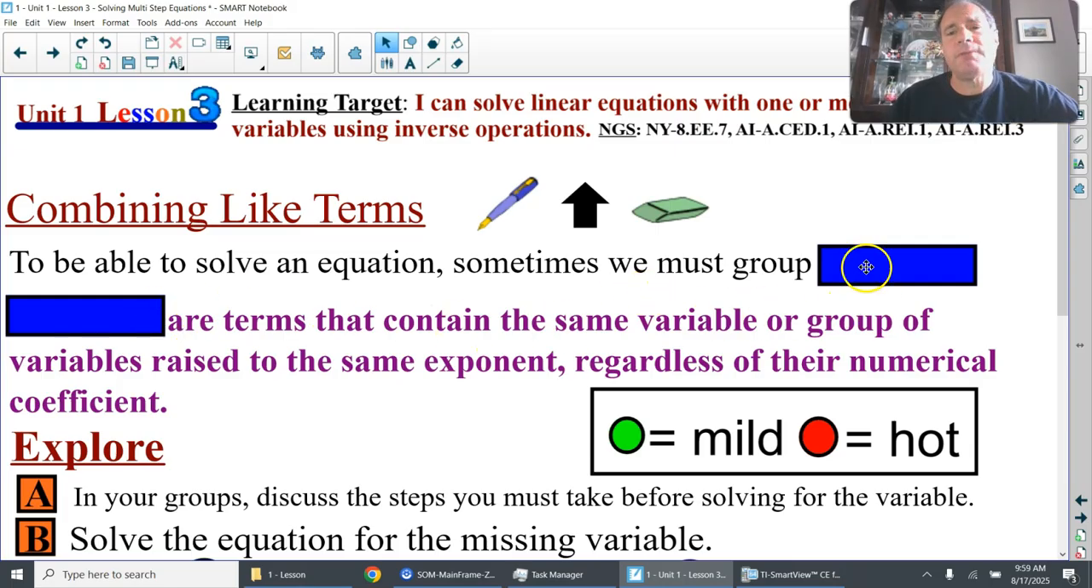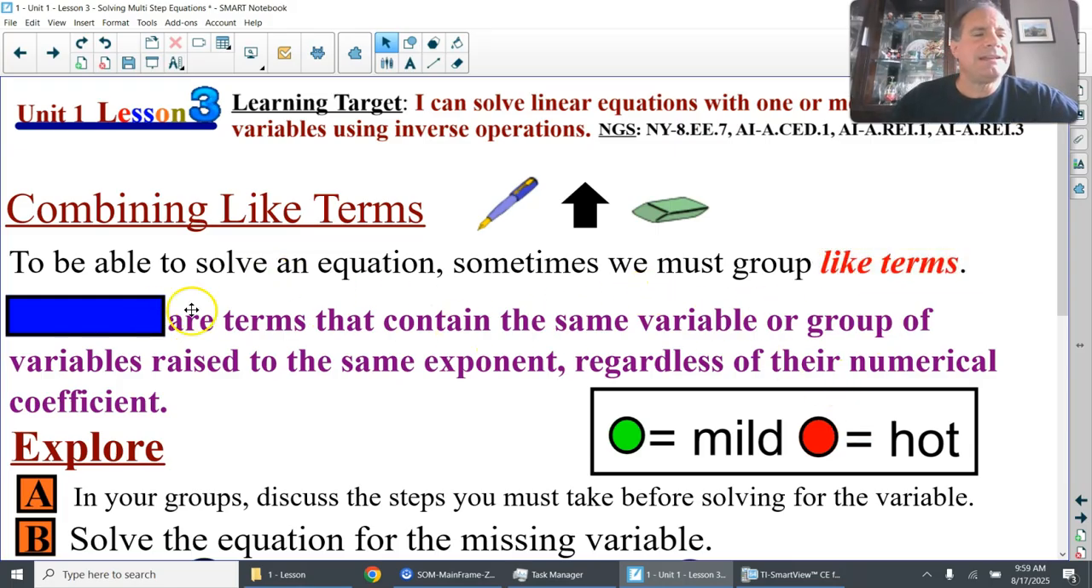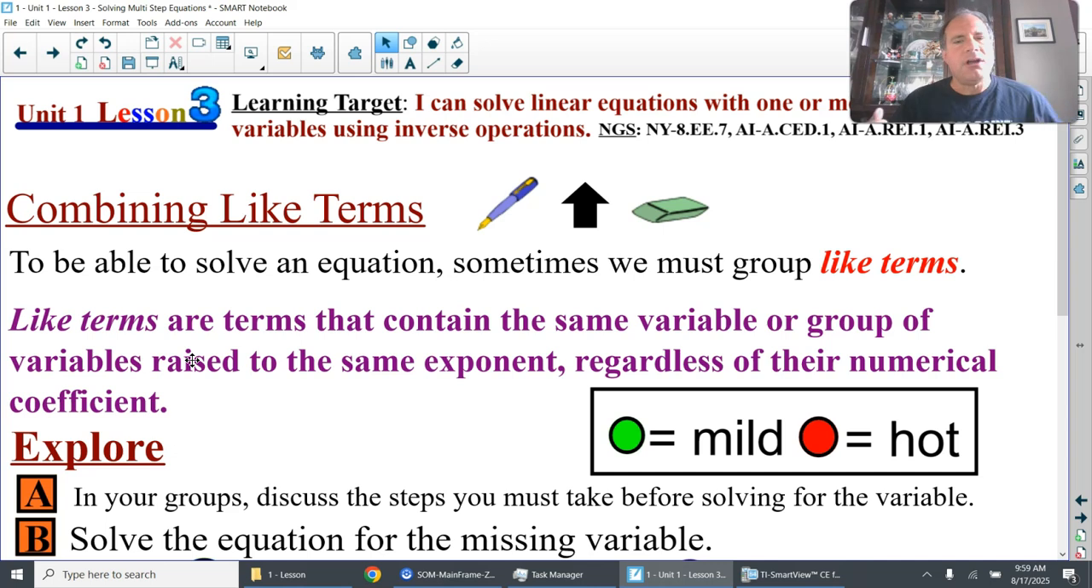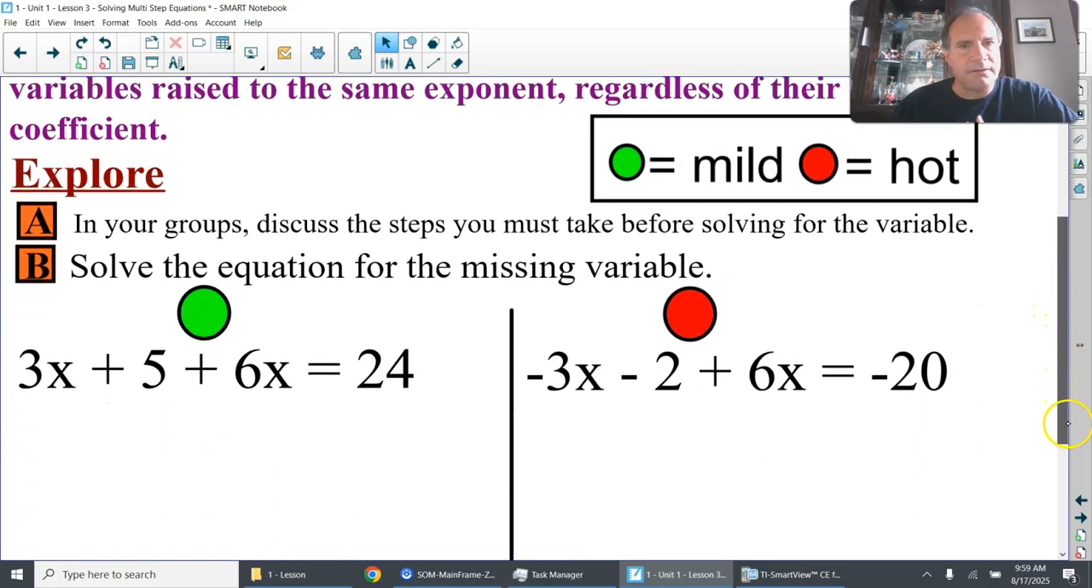To be able to solve an equation, sometimes we must group like terms. Like terms are terms that contain the same variable. They have to have it, like say an x has to have another x. They have to be like terms. Or a group of variables raised to the same exponent. So it could be like 2x squared plus 3x squared. Those are like terms. It would be 5x squared, regardless of the numerical coefficient, the number before the variable.